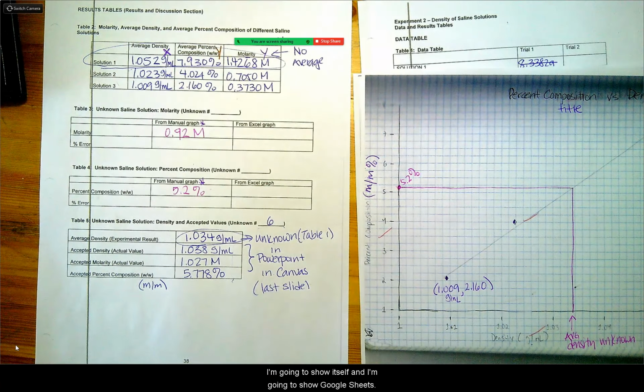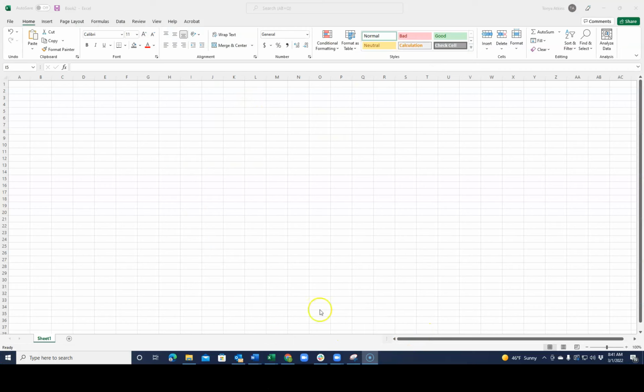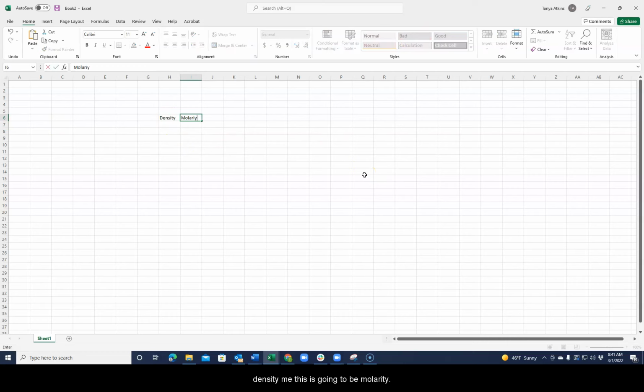So I'm going to show Excel, and I'm going to show Google Sheets. So give me 1 second. All right, okay, so now you should see Excel. Now you're going to put the numbers, you can select anywhere. I'm just going to start typing in my columns here. So this is going to be density. This is going to be molarity.